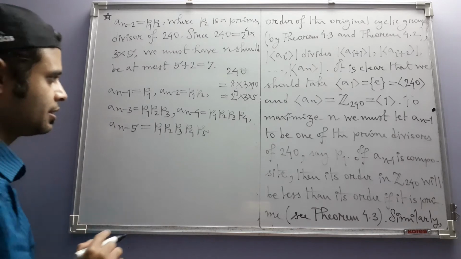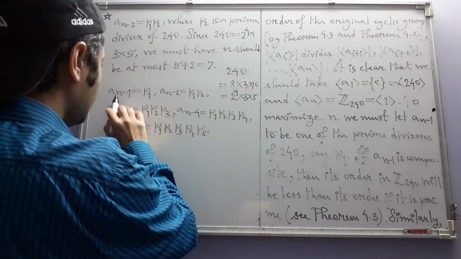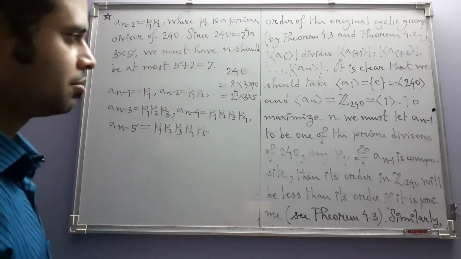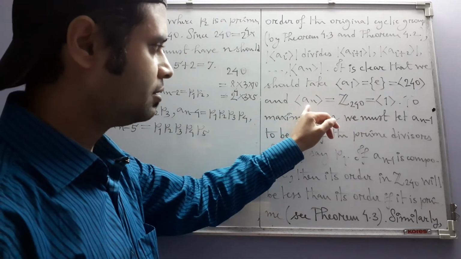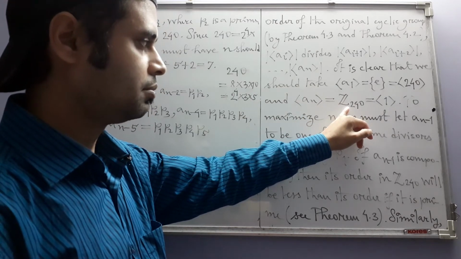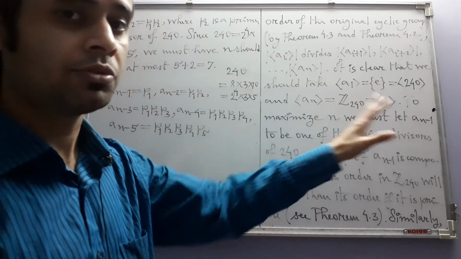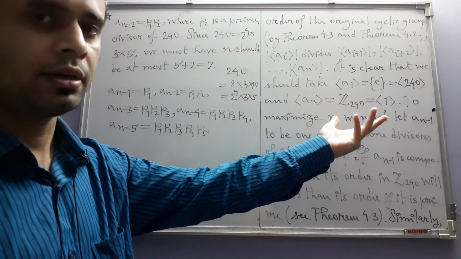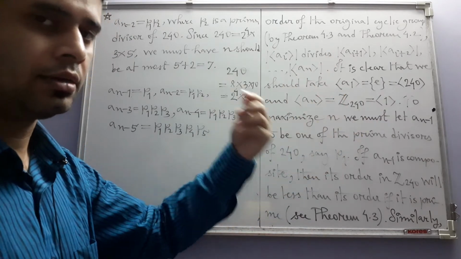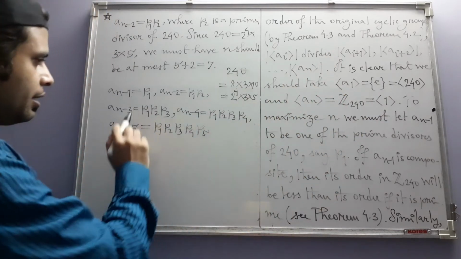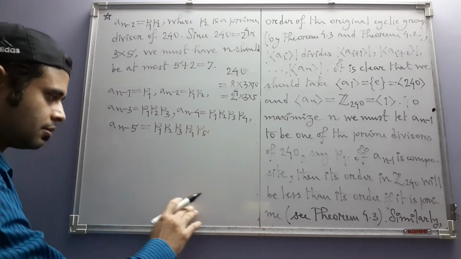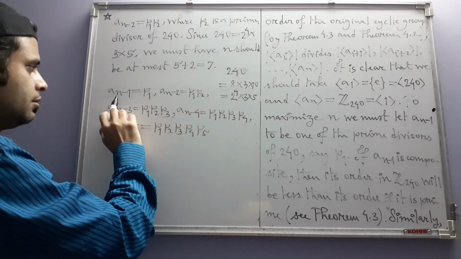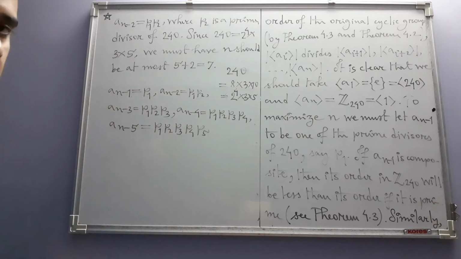And also at the same time, note that we have chosen a_n minus 1 to not be 1 because we have already reserved that 1 value for a_n, so that a_n generates the cyclic group Z240, the entire group. So a_n minus 1 should generate a smaller cyclic group. So we cannot take 1 here. So we had to take P1.